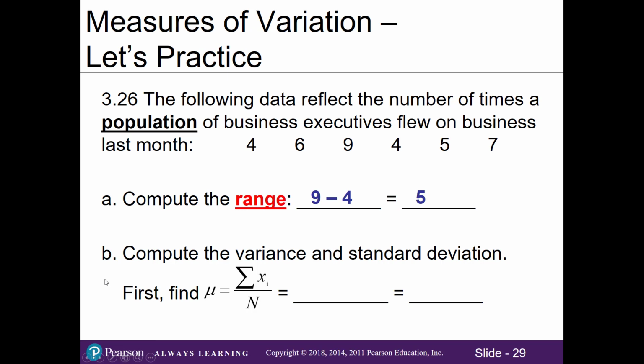We're going to compute the variance and the standard deviation. So what we first have to do is to get our mean or our average. As you recall, to get the average of something, we'll add up all of our numbers and divide it by how many numbers we have. So when I add up my flights for my business executives, I get 35. And our big N, or the population size, I can count. I've got 6 numbers. That means I have 6 executives in this company. And then when I divide the two numbers, I get a mean of 5.833.